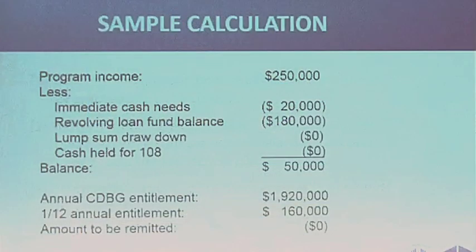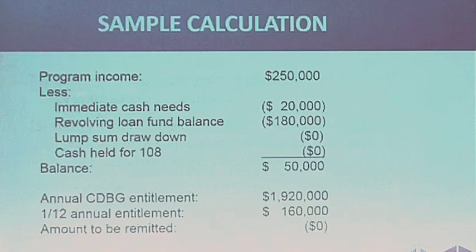And so let's look at that calculation. In this example, we have $250,000 in hand of program income, okay? Immediate cash needs.